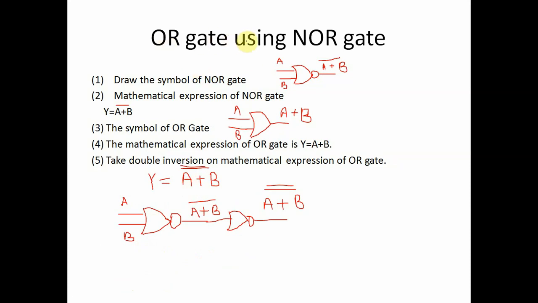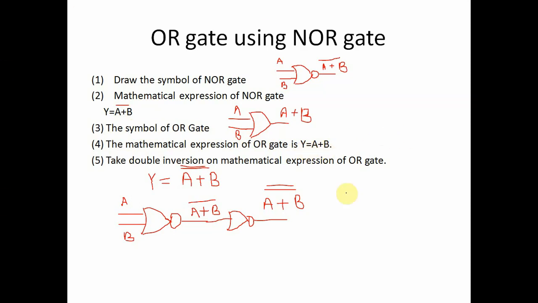Now OR gate using NOR gate. First draw the symbol of NOR gate. Second, draw the mathematical expression of NOR gate. The mathematical expression of NOR gate is y is equal to (a plus b) bar. Now the third point is the symbol of OR gate. This one is the symbol of OR gate. In the fourth step, the mathematical expression of OR gate is y is equal to a plus b.